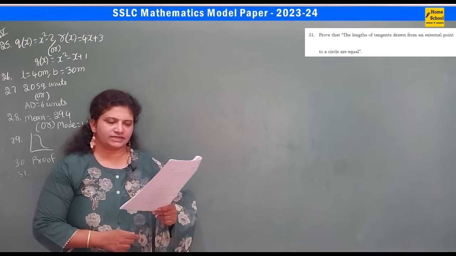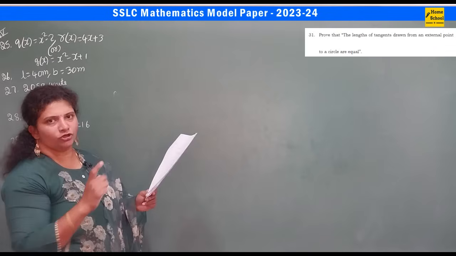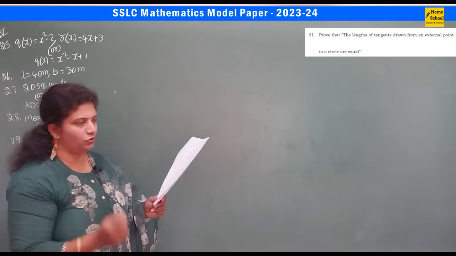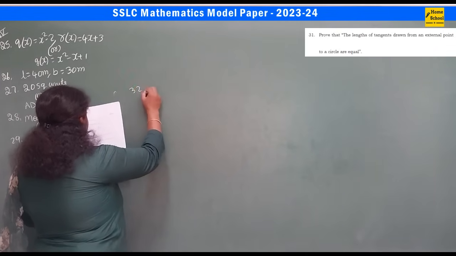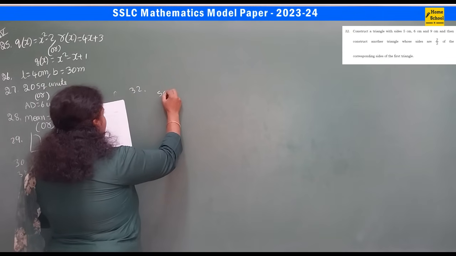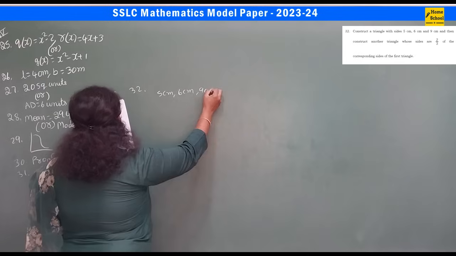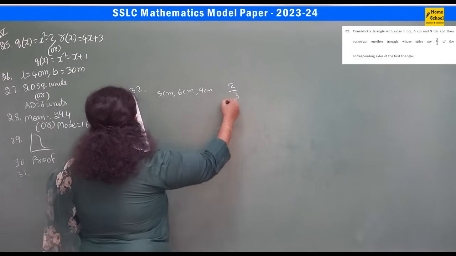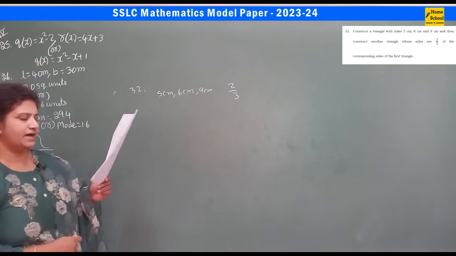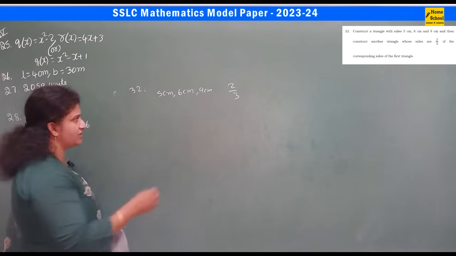So let's move to 32nd. This is also a construction. Roughly I am going to show you. You do it with your construction tools. Construct a triangle with the sides 5 cm, 6 cm and 9 cm. And then construct another triangle whose sides are in the ratio 2:3 of the corresponding sides of the first triangle. So how do you do this construction?